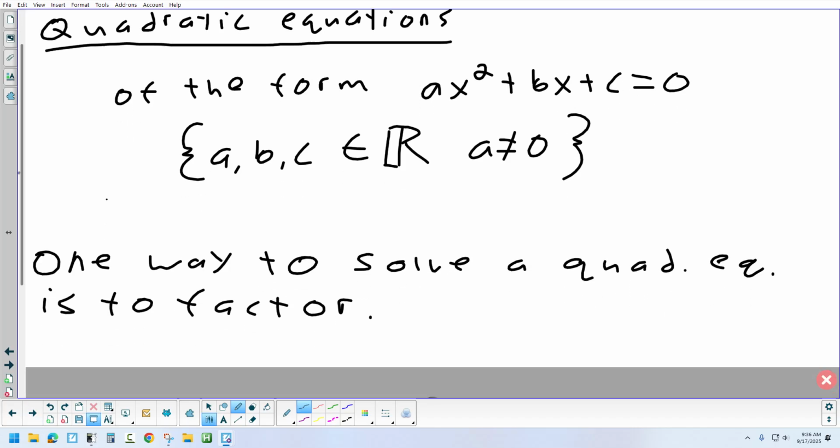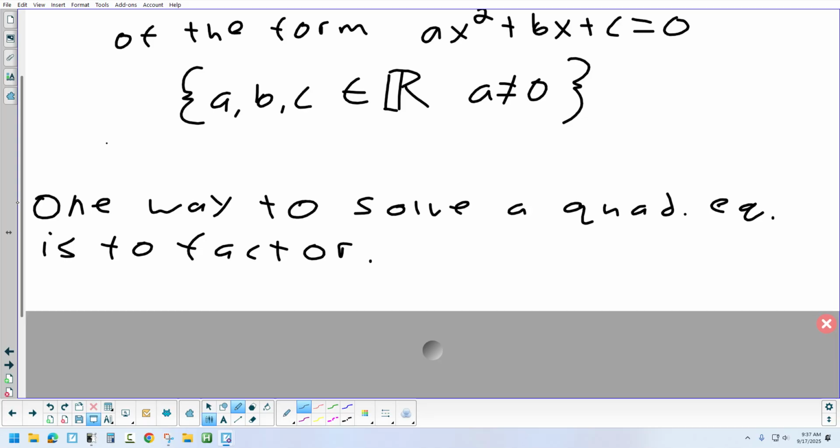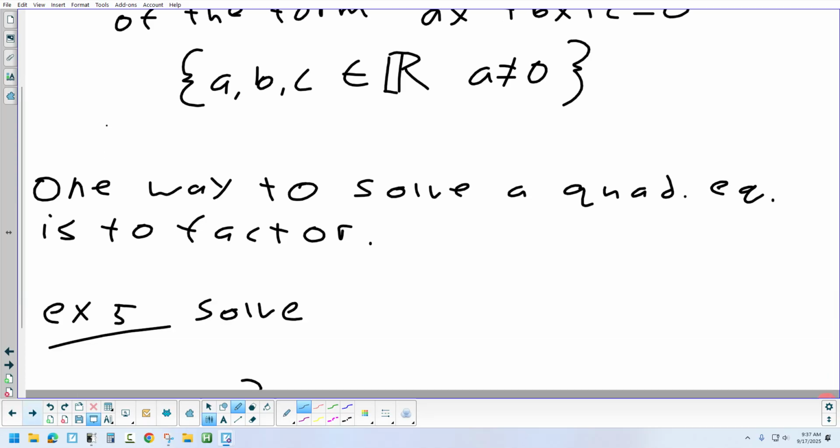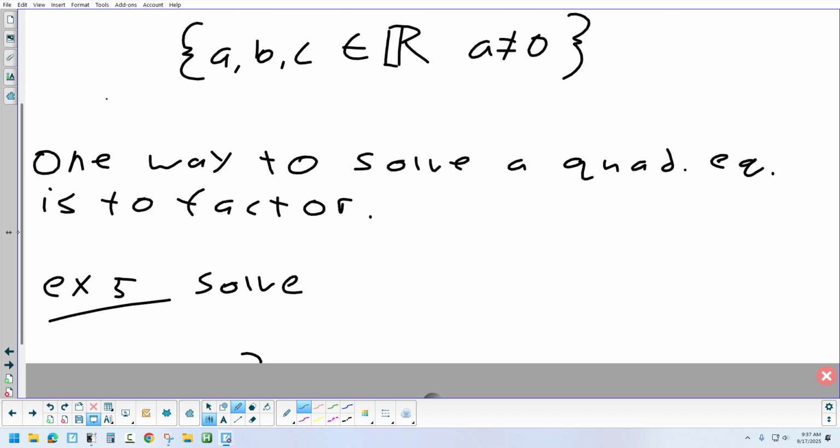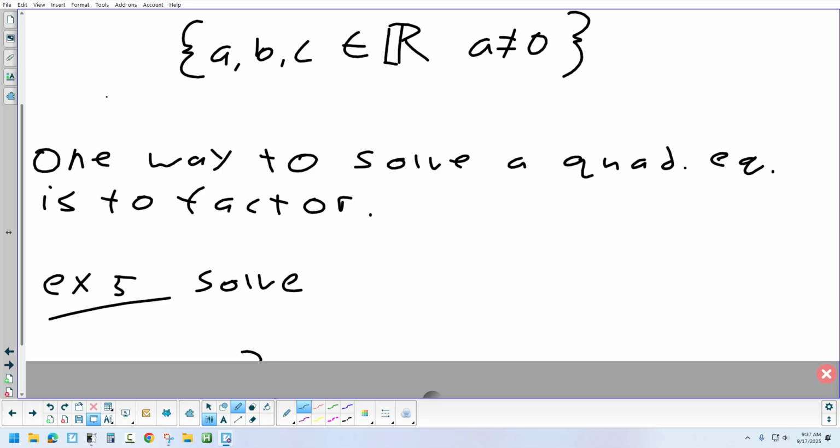Okay, so one way to solve a quadratic equation is to factor. So this is not an entire lesson on factoring. Factoring in Algebra 1, you spend probably 3-4 days on. Right? We're just going to try to jump in and see if we can factor the problem. Factoring is something that's important, especially when we get into solving polynomials that are higher than quadratics. We're going to need to know how to factor pretty quickly.